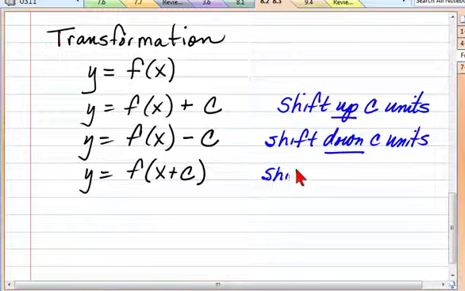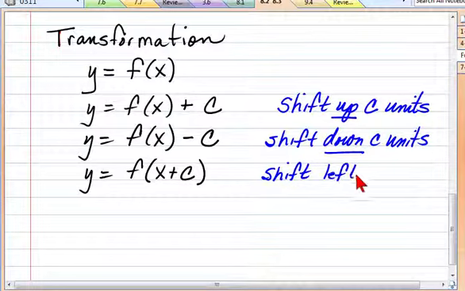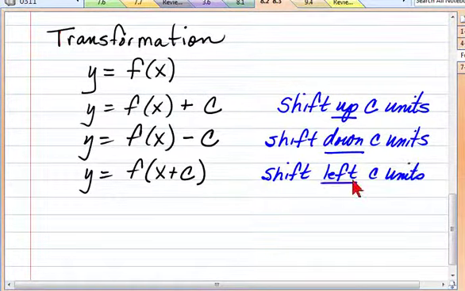It will shift horizontally. You might have expected that, but it will shift to the left C units. Now, most people say that doesn't make any sense. It's got a plus sign, and plus shouldn't go to the left, but it does. So when you add a quantity inside, before the function gets to act on it, it shifts horizontally the opposite of what the sign says.